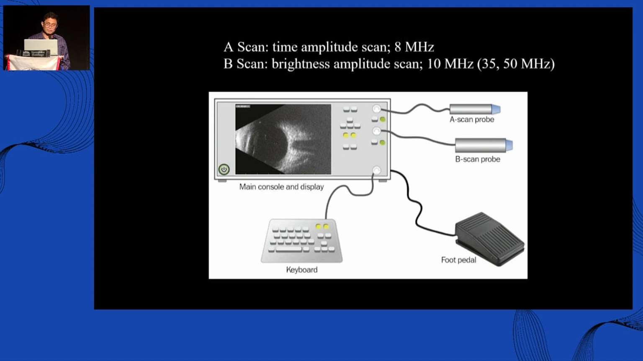There are two systems, the A scan and the B scan. A scan is time amplitude. There are single shots that go, and usually it's 8 megahertz. B scan is brightness amplitude. The earlier ones had about 10 megahertz. The modern ones will have about 35 to 50 megahertz, which can vary also.